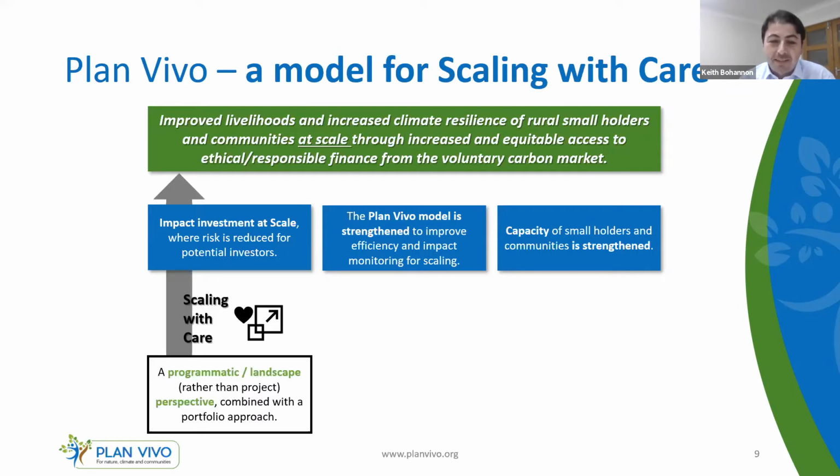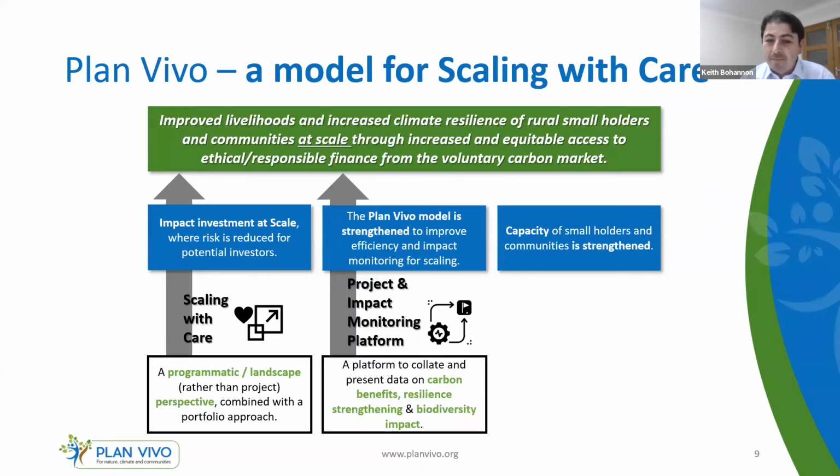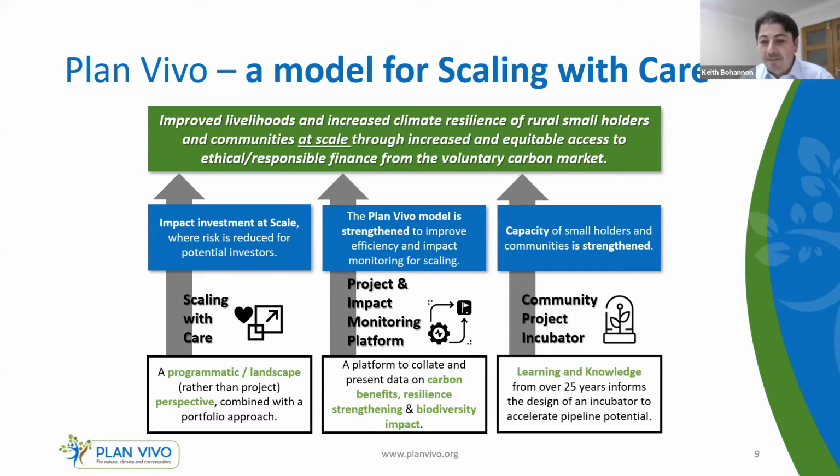So we have a scaling with care aspect, which is really about taking more of a programmatic and landscape perspective. We have an impact project and impact monitoring platform, which is trying to bring together the data and the learning we have from Plan Vivo. And then we have what we're calling a community project incubator, where we can bring together some of this learning and knowledge and hopefully accelerate pipeline potential to realize some of the market demand that's happening. So that's just a little flavor of some of the strategy we're working on.